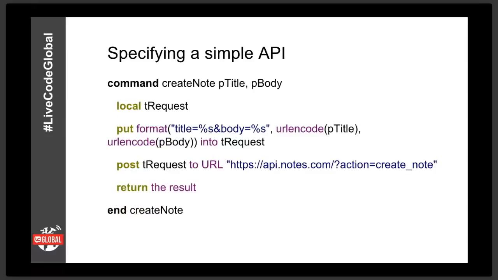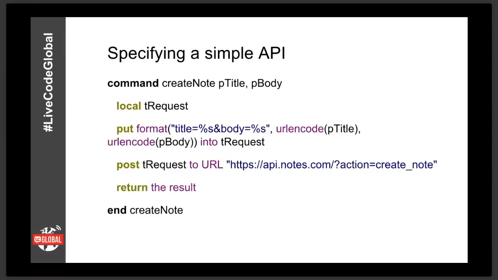Another example might be creating a new note. This time we might want to post the contents of our note. So notice here, we put title equals %s, body equals %s, and we're using URL encode. Now, URL encode is important here. All information that you're going to post to the server in this format, key equals value, in this case title equals so on, body equals so on, needs to be URL encoded.